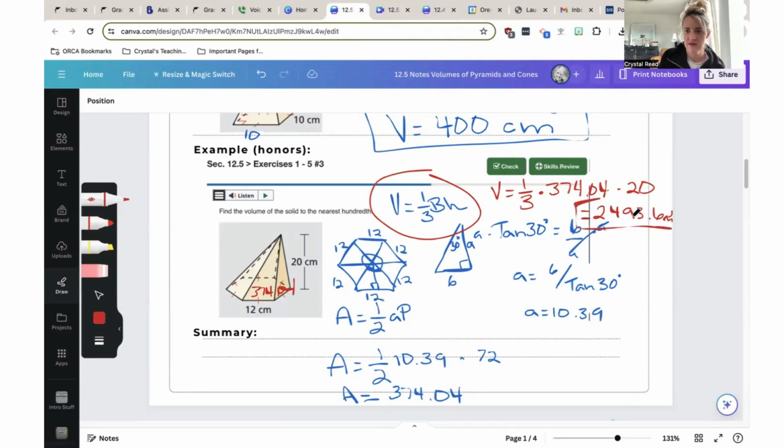That's our final answer. Again, that one's honors. Give it a go. See how you can do. And let me know if you have any questions.